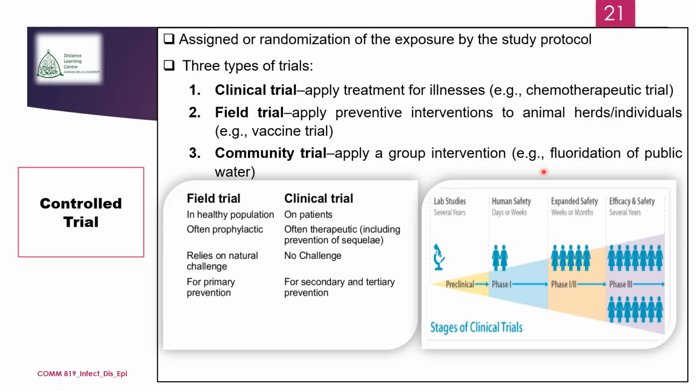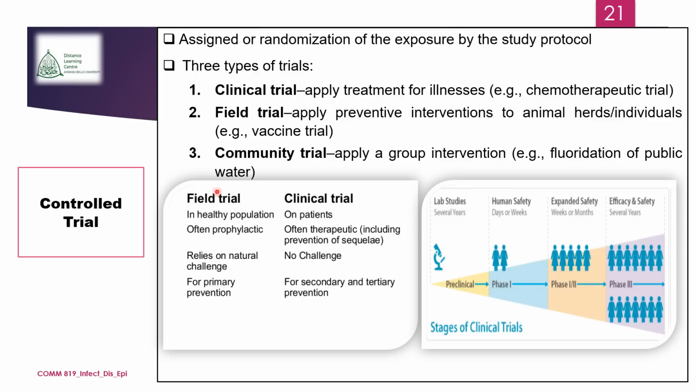For instance, fluoridation of public water compared with another community where fluorine is not added to their water, to now see the outcome. So clinical, field trial, and community trial are all types of controlled trial. And a distinction between field trial and clinical trial, quickly, is that field trial is mostly done in a healthy population, while clinical is done on individual patients.